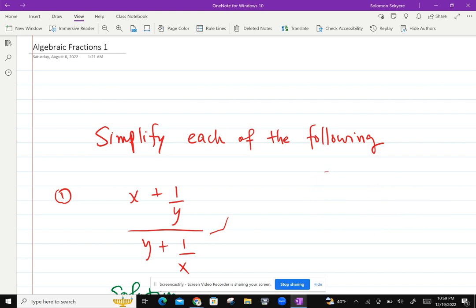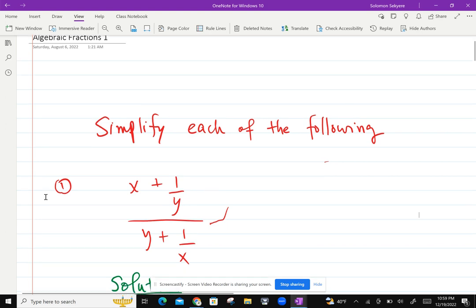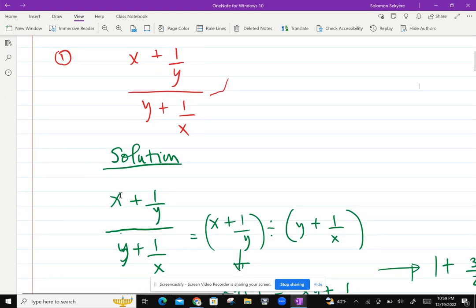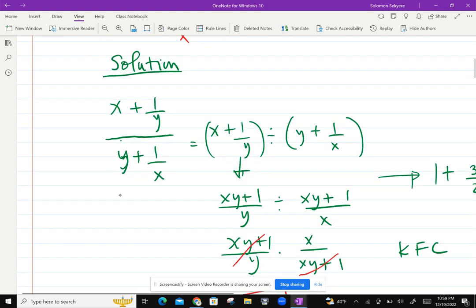So we have x plus 1 over y. I told you to rewrite this whole thing here. Write it like this. This sign becomes the division sign, use parentheses. Now x plus 1 over y will be x times y plus 1, all over y. And here is the same thing, x times y plus 1, all over x. This is over y, okay?